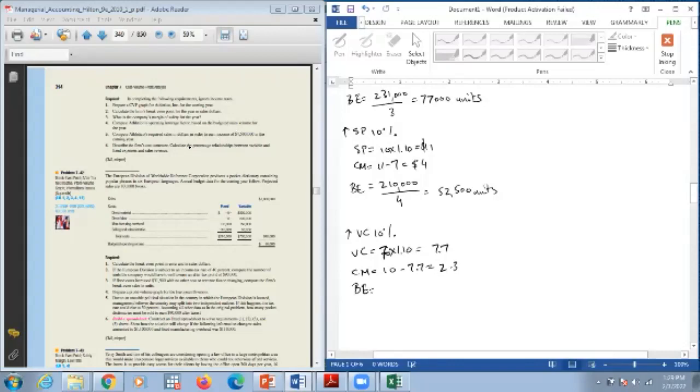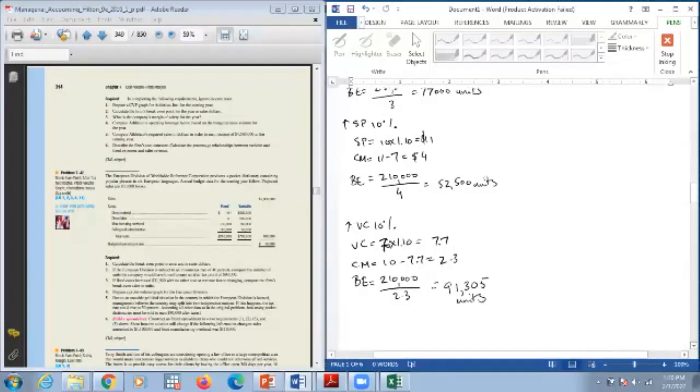We'll use this as our new input in our formula. So break-even will be $210,000 fixed cost divided by 2.3. Plugging that into our calculator, 210,000 divided by 2.3, we get 91,304.3. We always round up in the case of units, so it's 91,305 units, which means if variable cost increases and all else remains the same, your break-even units will increase.